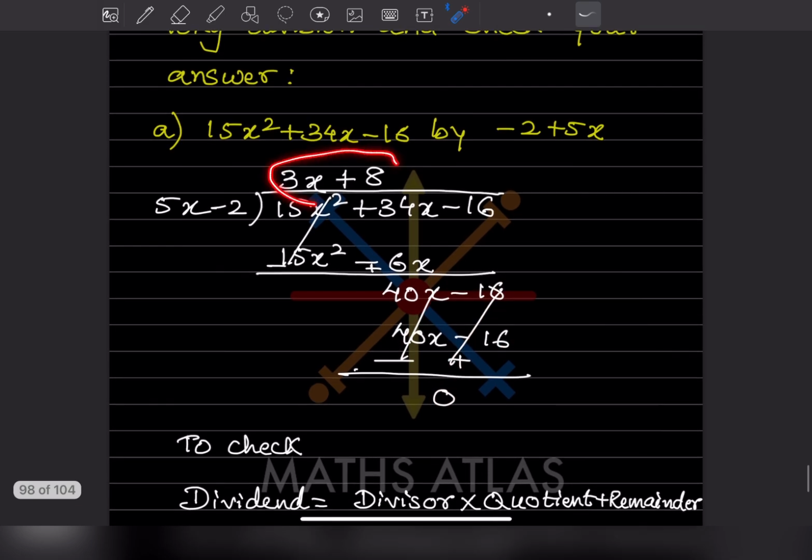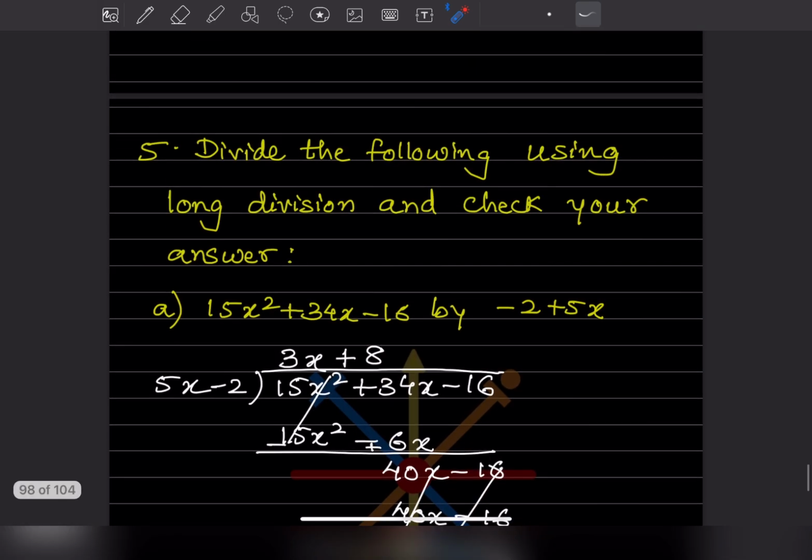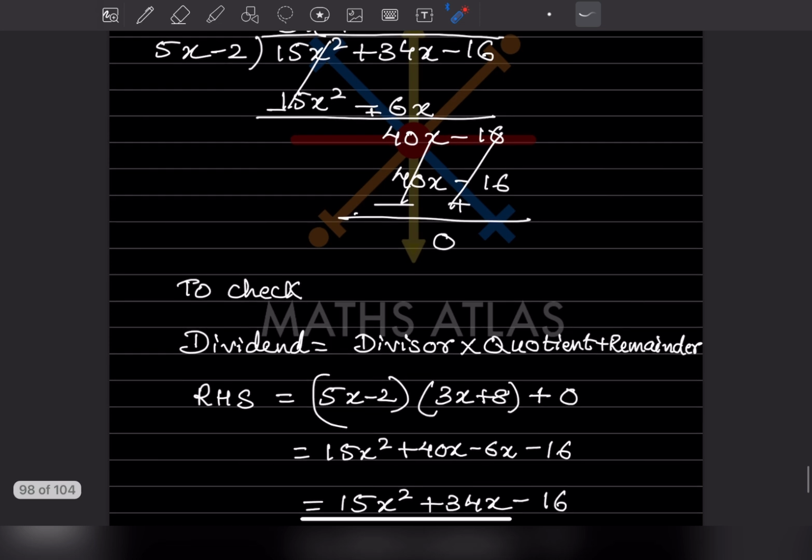So now this is the quotient. Now what did they say? Check your answer. So how are you going to check the answer? To check, as I said earlier, dividend is equal to divisor into quotient plus remainder.